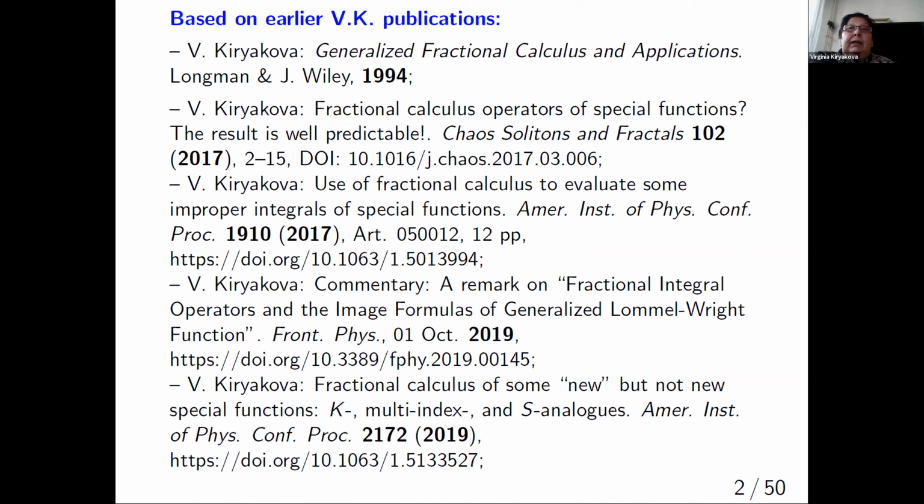Then the next title you see is again from the same year. Then it was a commentary to another paper by other authors in 2019 in Frontiers of Physics. And the last in these slides, you see the fractional calculus of some new but not new special functions, as with K indices, multi-indices, S analogs, and so on. So next slide.